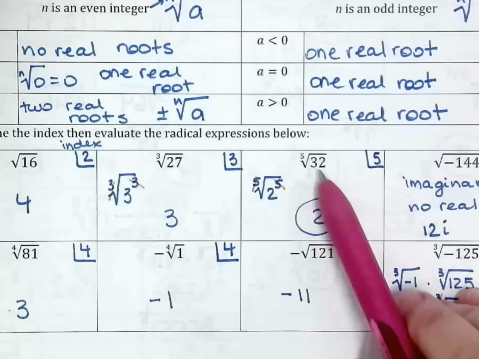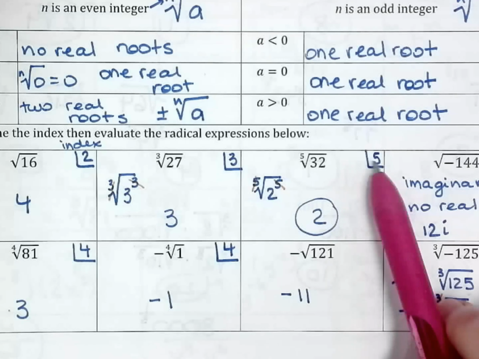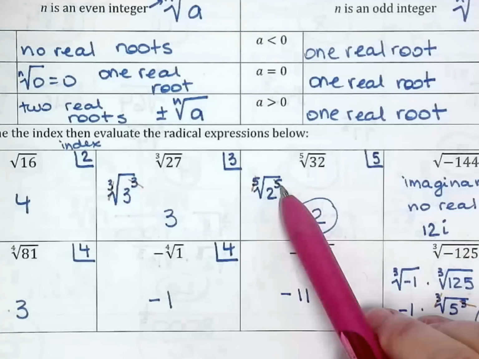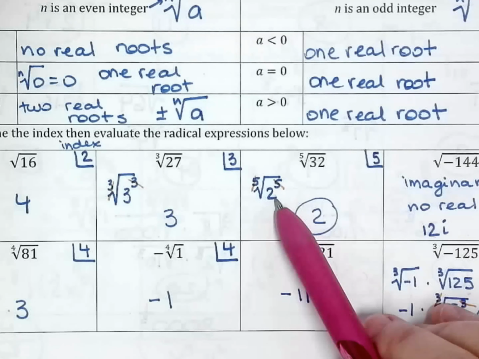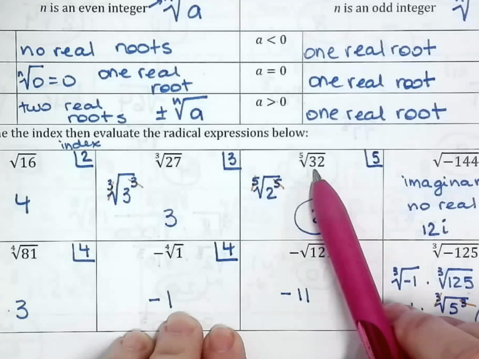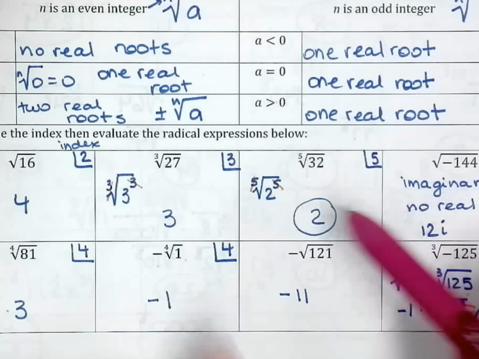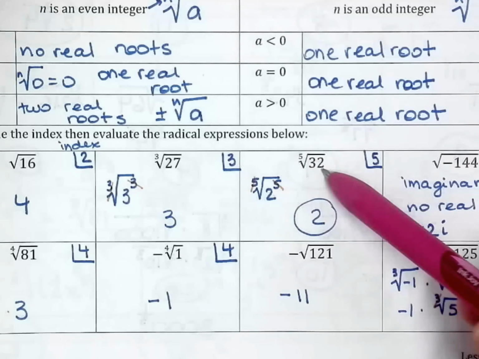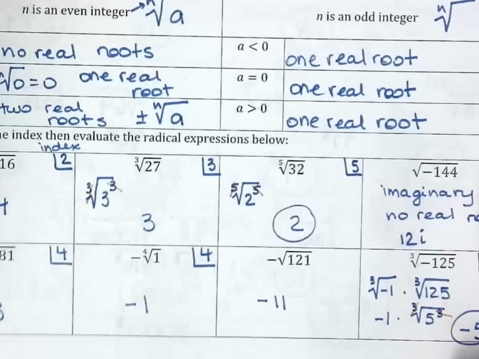Next one, we have the index is 5. And if I rewrite 2 to the 5th power, I get 32. Because 2 times 2 times 2 times 2 times 2 is 32. Index and exponent are the same. Therefore, the fifth root of 32 is 2.